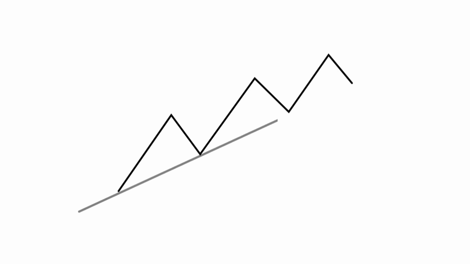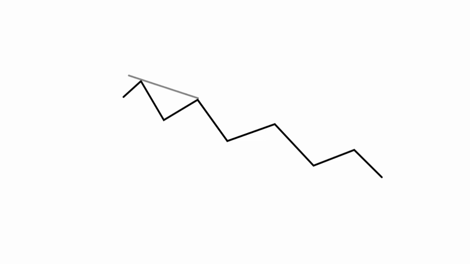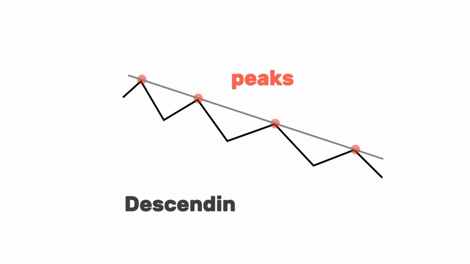In its simplest form, an uptrend line is drawn along the bottom of identifiable support areas, often called valleys. This is known as an ascending trend line. For a downtrend, the trend line is drawn along the top of identifiable resistance areas, or peaks. This is known as a descending trend line.